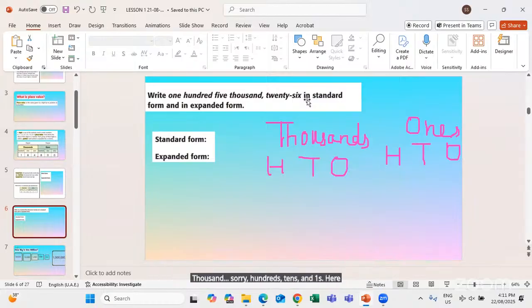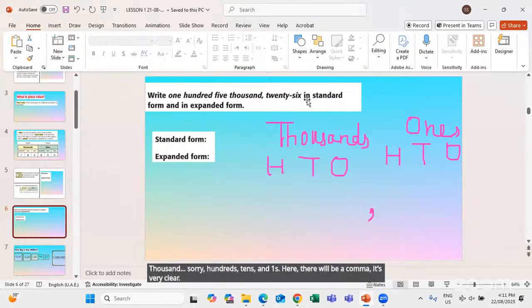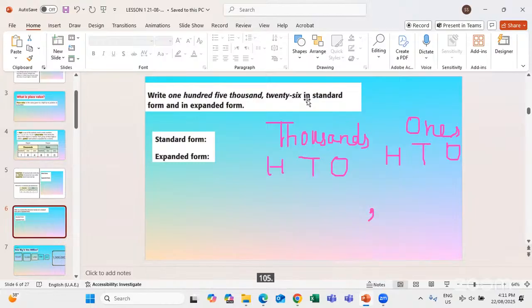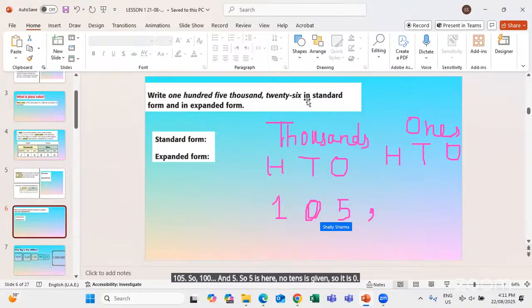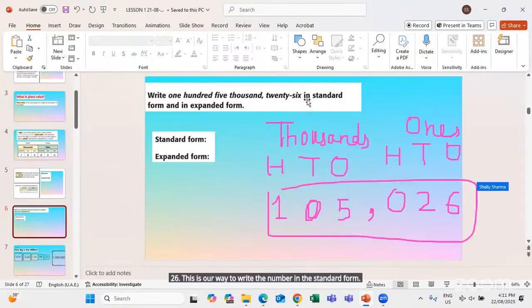Here there will be a comma, it's very clear. 105. So 5 is here, no tens is given, so it is 0. No hundreds here, so 105,026. This is our way to write the number in the standard form. And which form of the number is given? Word form. Then expanded form.